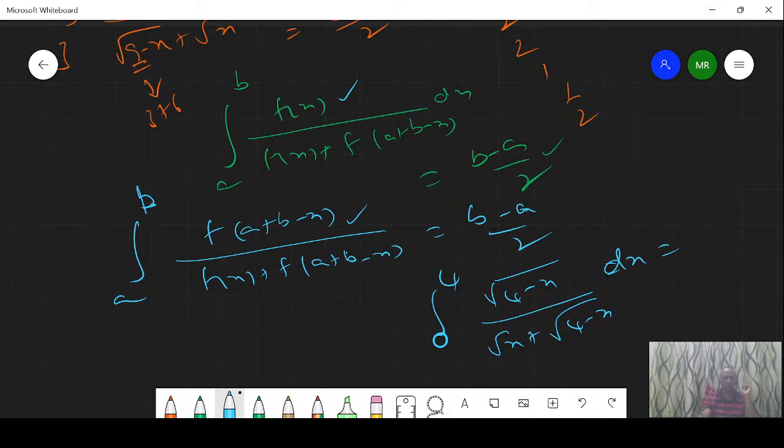What will be the answer for this? Just tell me in the chat box. Let me know what the answer is for this: integral 0 to 4, root of 4 minus x by root x plus root of 4 minus x, dx. Then what's your answer here? Anyone, can you tell me the answer for that?